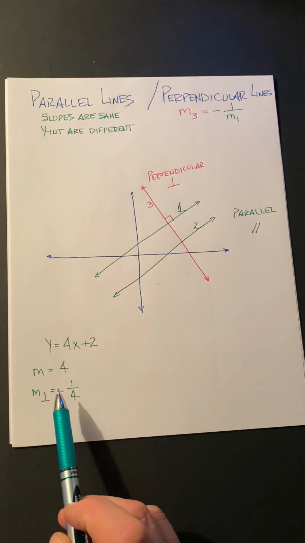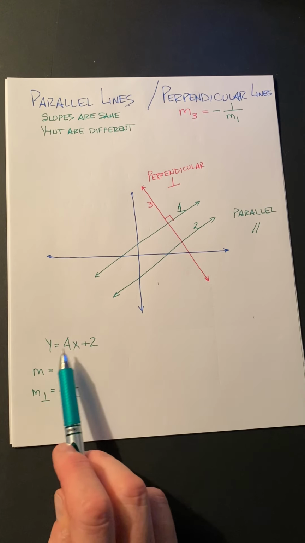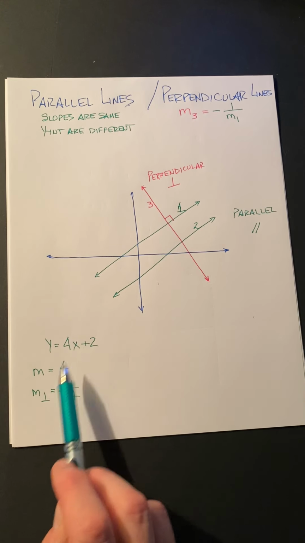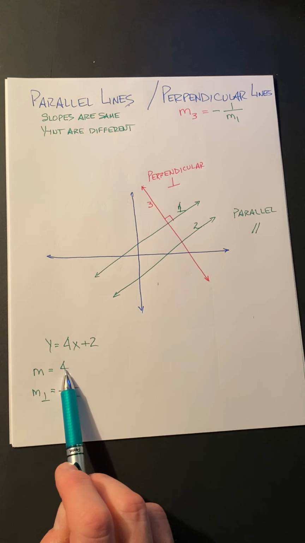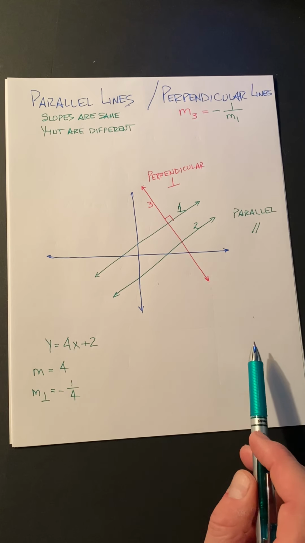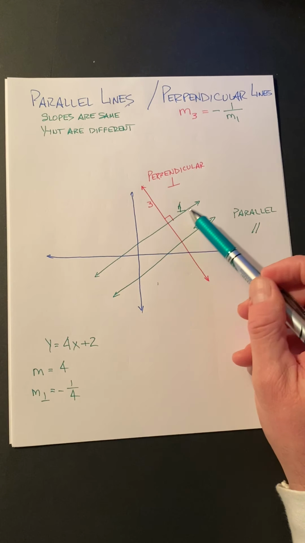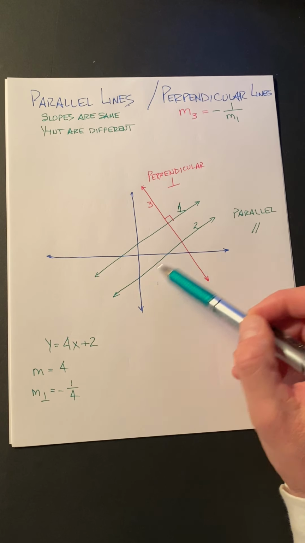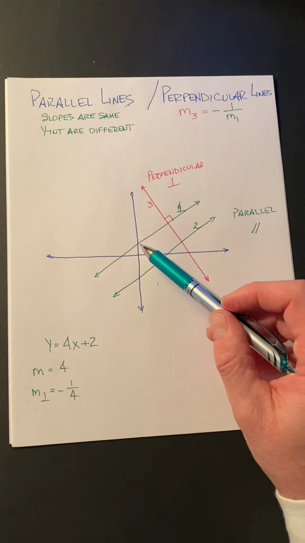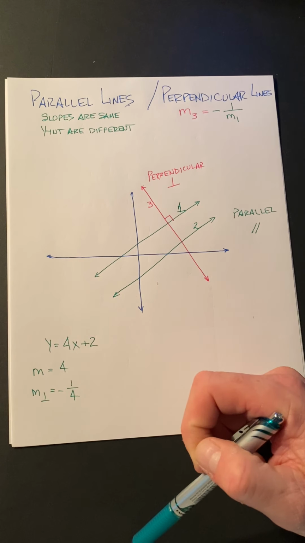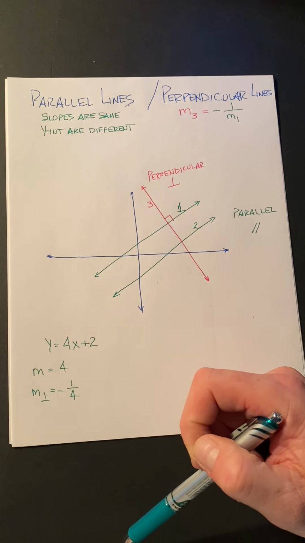If I were to have asked for a line parallel to this, I'm going to use the same slope. I'm going to use that new point, and the only thing that would be different would be what? My y-intercept. Because just like I showed here, everything else is the same except where they cross the y-axis, okay?